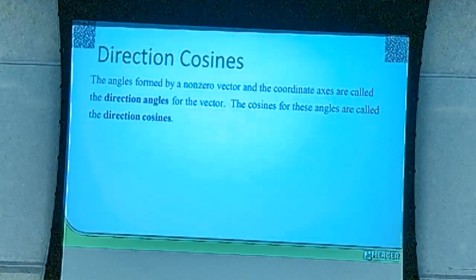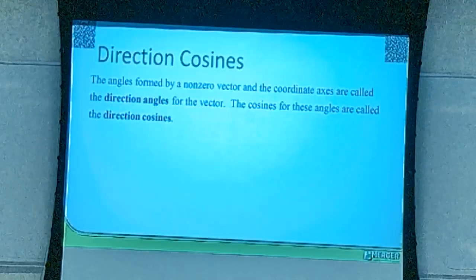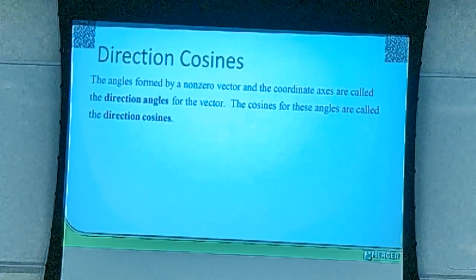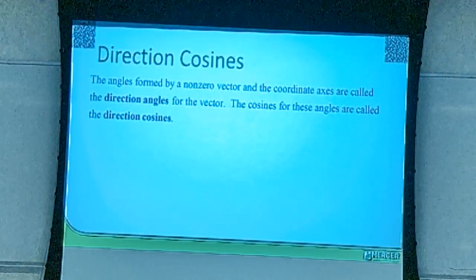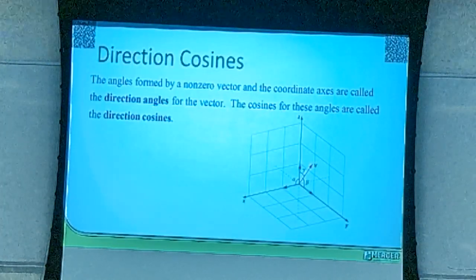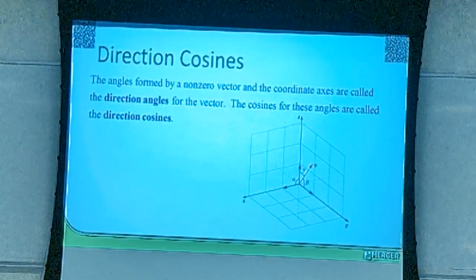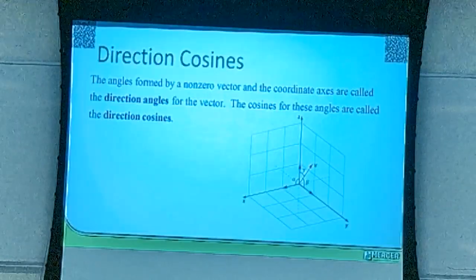Angles formed by a non-zero vector with the coordinate axes are called your direction angles, and the cosines of those angles are the direction cosines. What we generally do is we say that alpha is the angle formed with the x-axis, beta is with the y, and gamma is with the z.